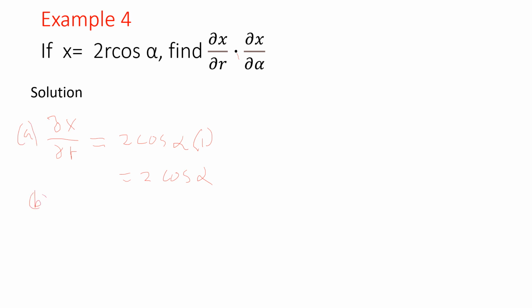For letter B, partial of x, partial of alpha equals 2r times minus sine alpha, equals minus 2r sine alpha.